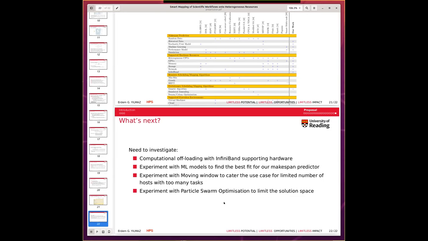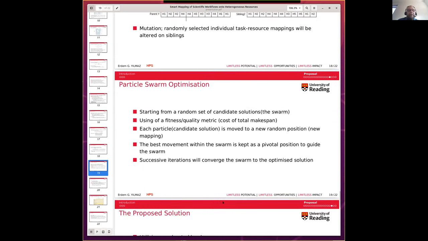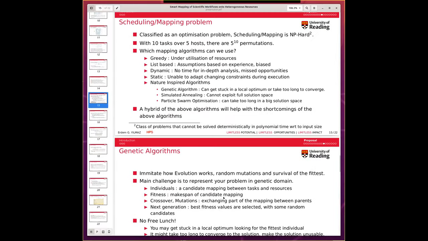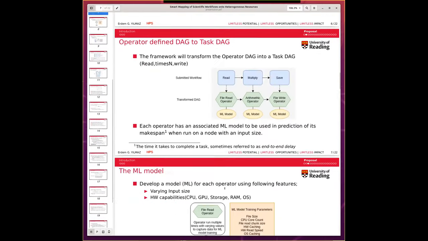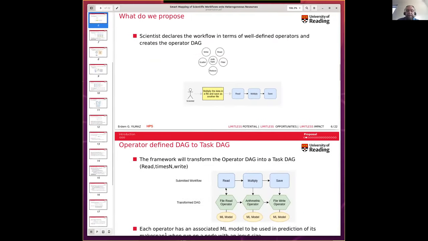But for example, if you want to go back to the earlier slide that showed the different operators. Yes. Right. So the read, multiply, and save: you've got a read operator, the arithmetic operator, and the write operator. Particularly the arithmetic operator is intended to work on a particular format of data.